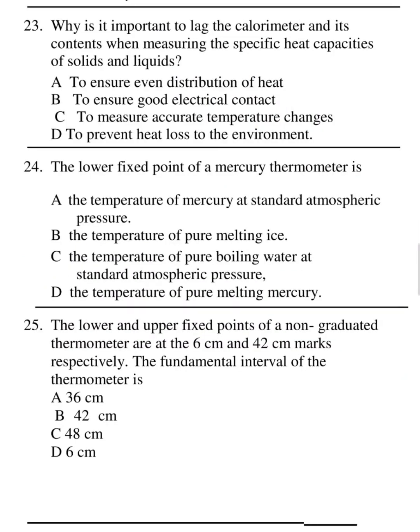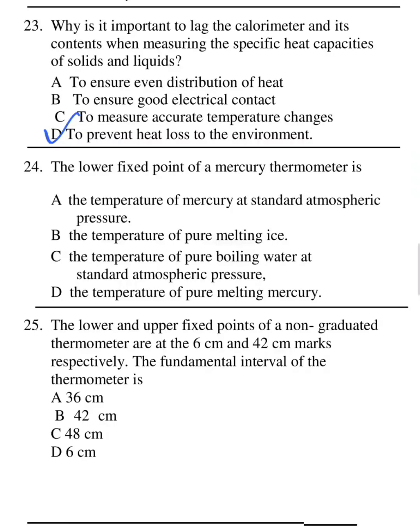In number 23, why is it important to lag the calorimeter and its contents when measuring specific heat capacities of solids and liquids? A, to ensure even distribution of heat? No. B, to ensure good electrical contact? No. C, to measure accurate temperature changes? No. D, to prevent heat loss to the surroundings? Yes. That is the main reason for lagging the calorimeter. It consists of covering the calorimeter with an insulator in such a way that any heat that is being supplied is going to heat the solid or the liquid whose specific heat capacity is meant to be measured.